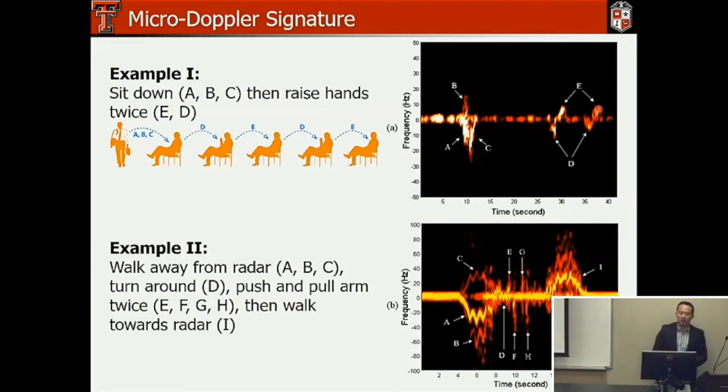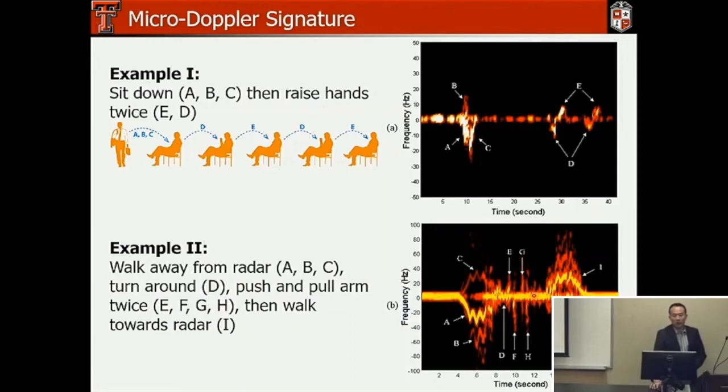And on the bottom side, we have a similar example, but a bigger scale motion. So this person actually walked away from the radar, generating negative Doppler, and then raised hands twice. We got two signatures over there, and then the person walked back towards the radar. Okay? So as we can imagine, coupled with advanced signal processing, for example, machine learning, it is possible by looking at the radar detected signal to guess or to identify what kind of life activity the person was performing.